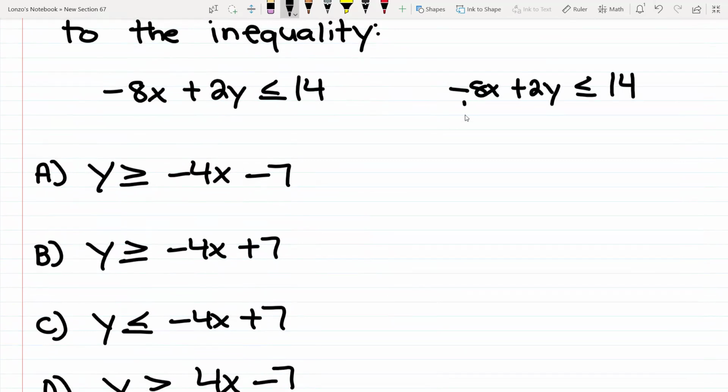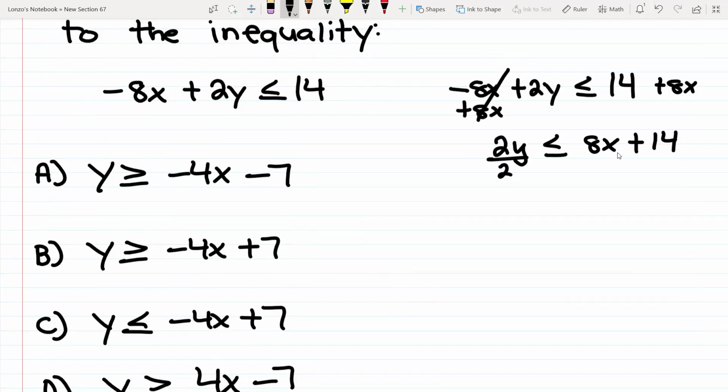So first step is I'm going to add 8x to both sides. And then you have 2y is less than or equal to 8x plus 14. Then what I'm going to do is solve for y by dividing both sides by 2, or everything by 2. And remember, you don't change the sign unless you divide or multiply by a negative. So this symbol stays the same. y is less than or equal to 8x over 2 is 4x, 14 over 2 is 7.